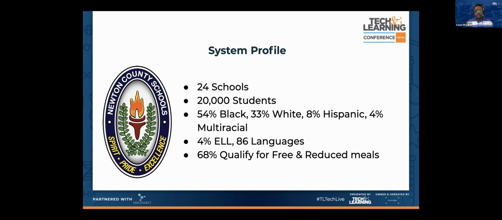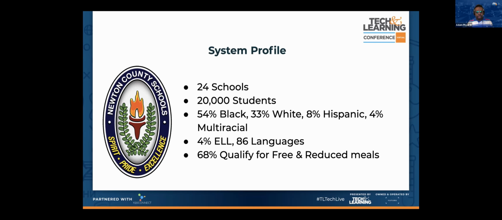And I forgot to mention also Newton County. For those of you who don't know, we're also known as the Hollywood of the South. So it's more than likely a movie or TV show you watch was probably filmed here. But unfortunately, we really don't get any of that money because 68% of our students qualify for free and reduced lunch programs. So what that boils down to is 22 of our 24 sites qualify for Title I services.